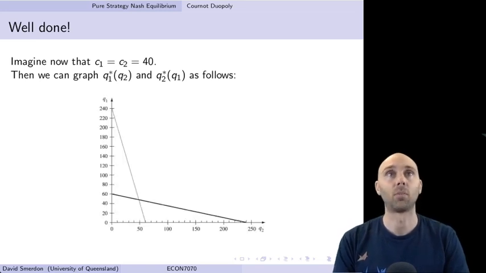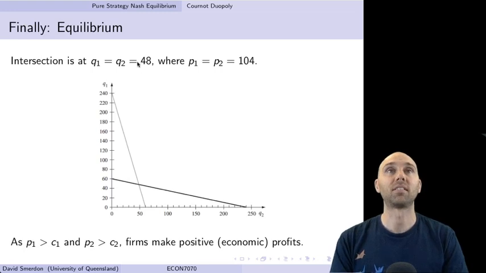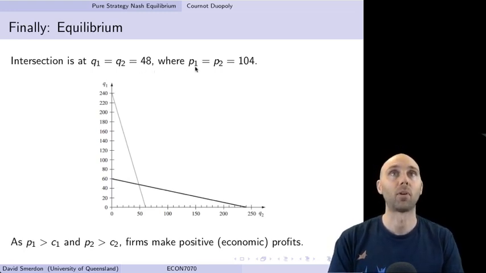or their intersection point. So if we plot these two functions, you can see that we've got, again, something that looks pretty symmetric coming out here. Because the price for firm 1 is greater than C1, and the price for firm 2 is greater than C2, firms are making positive economic profits. And the intersection is at exactly 48. So the price for firm 1 and the price for firm 2 is 104.